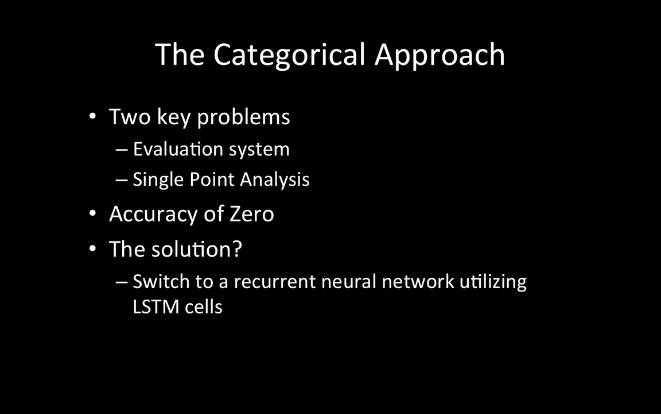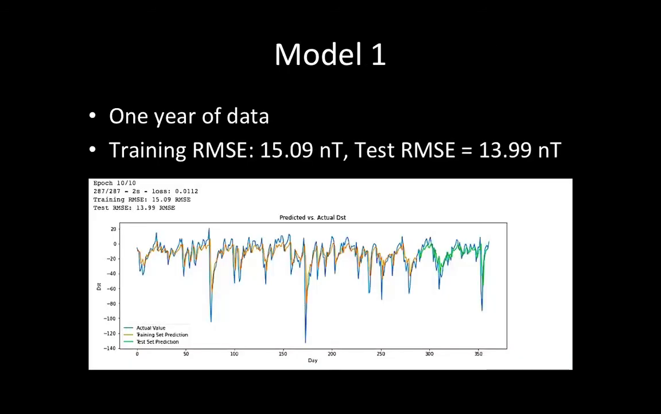Really, there were two main issues with the categorical approach. For one, the network only counted itself correct when it predicted the exact DST value as the actual data. Say DST was 8 nanoteslas, but it predicted 9 nanoteslas. Even though the value was really close, it didn't count towards the accuracy of the model. The other issue was that, in reality, previous DST values will absolutely help predict future ones, and this type of model evaluated each point individually. So the solution to this was to switch to a recurrent neural network with long short-term memory cells, which are able to factor in current and prior data to make a prediction.